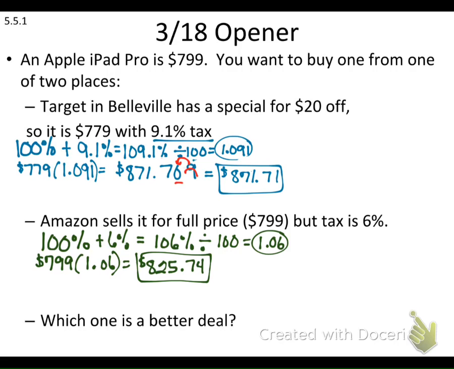Okay, sorry about that. Now, at Target, you can buy it for $779 with a 9.1% tax. Amazon sells it, but it's more expensive for $799, but the tax is cheaper. According to what you would pay at each place, which is the better deal, Amazon or Target? Which one's cheaper? Amazon, yeah. So which one's the better deal? Amazon. Now, when we did our math incorrectly, it was Target, but that made no sense how that would have worked.